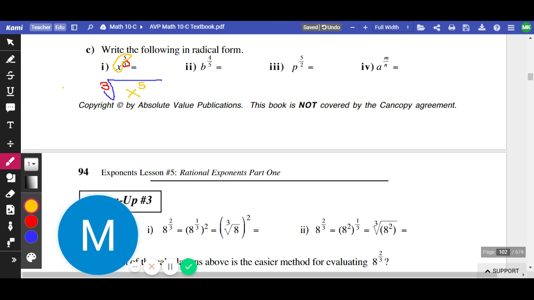Bottom becomes the index, everything else the radicand. We'll keep it going. So if we have b to the power of 4 divided by 5, we change it to a radical. The bottom number becomes the index. The rest of the power becomes the radicand. Awesome. Do the last two on your own, and I'll put the answer up on the board.